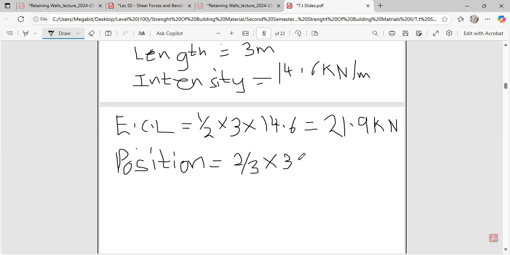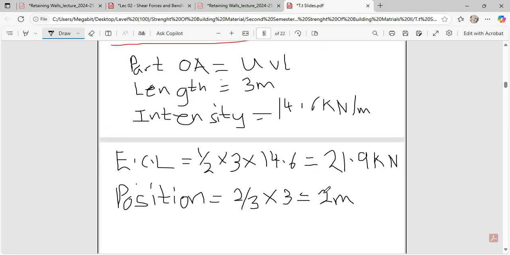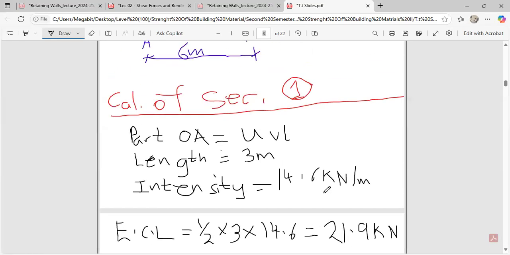At the end of the day, what is our position going to be? It's not 2, it's wrong. Anyone to tell me the correct answer? 2 meters. Thank you very much. I told you that if you fail to add a unit, I'll mark you wrong. So it's 2 meters, not 2. This is pure physics, so you have to add the meters. If you don't add the meters, you are totally wrong. Units must be added. So we are done with the calculation of section 1.